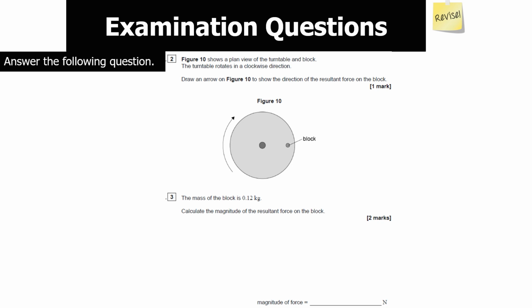The mass of the block is 0.12 kilograms. Calculate the magnitude of the resultant force on the block. Pause the video now, then unpause the video when you want to go through your answer.